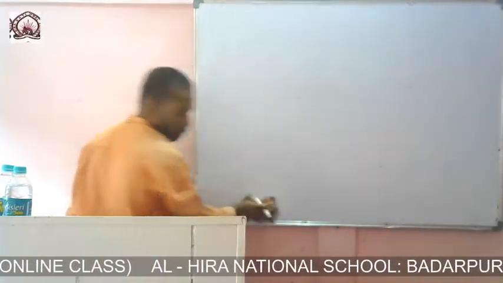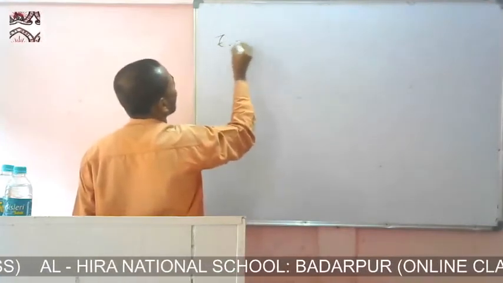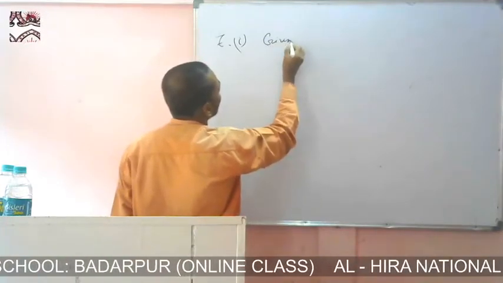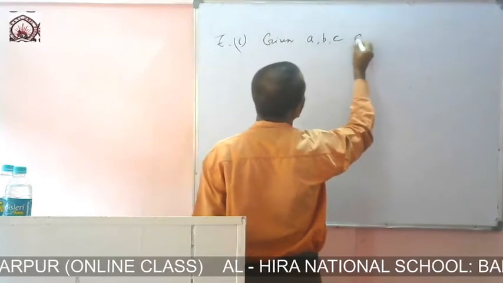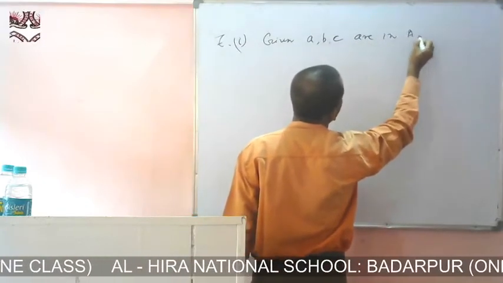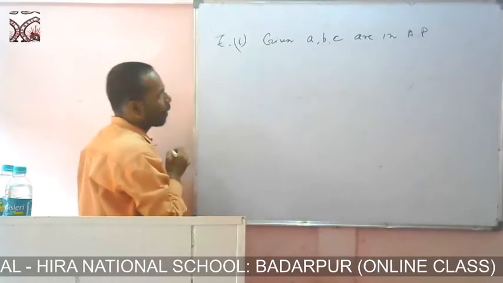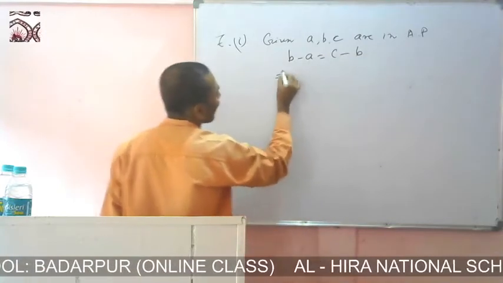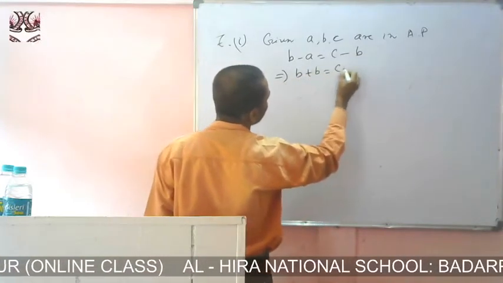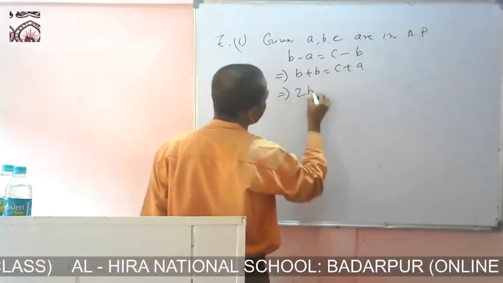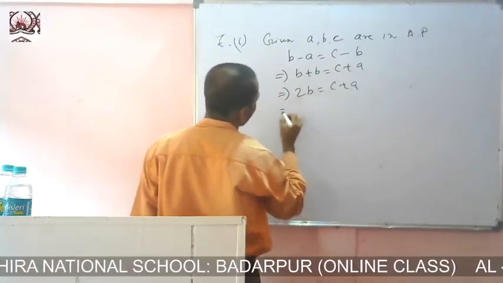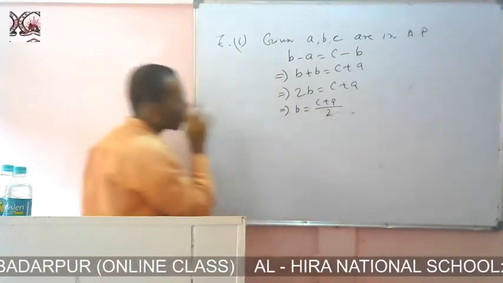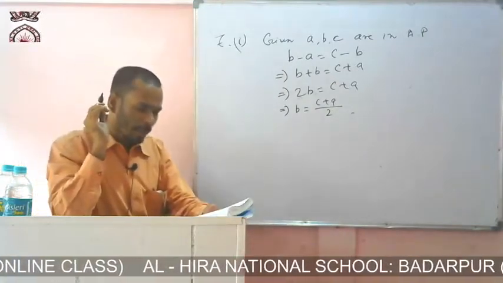Number 7(1). The condition given is that A, B, C are in AP. So if A, B, C are in AP, then B minus A will be C minus B. Then B plus B is C plus A, then twice B is C plus A. So B is equal to C plus A by 2.